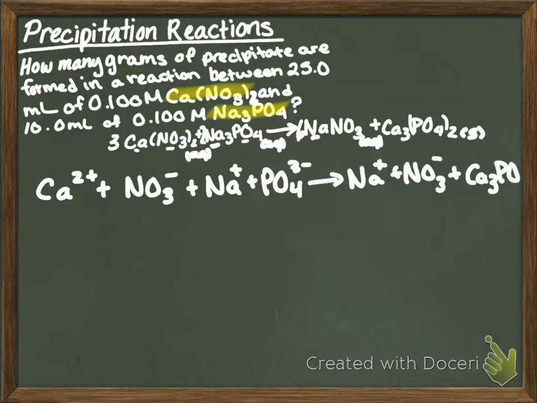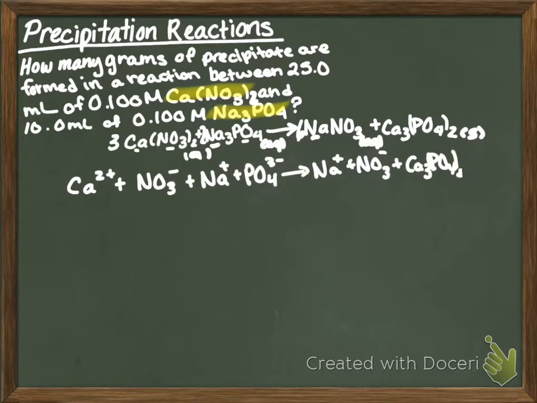The only one we should leave together is the calcium phosphate, because that one's a solid. Solids do not dissociate in water, which means we're going to have the entire formula for calcium phosphate left together, because the compound is just going to stay as one whole piece.